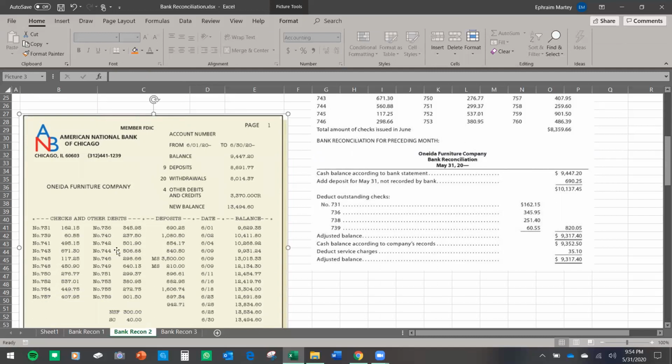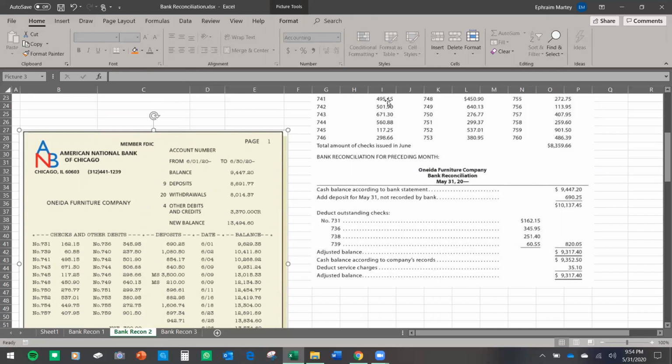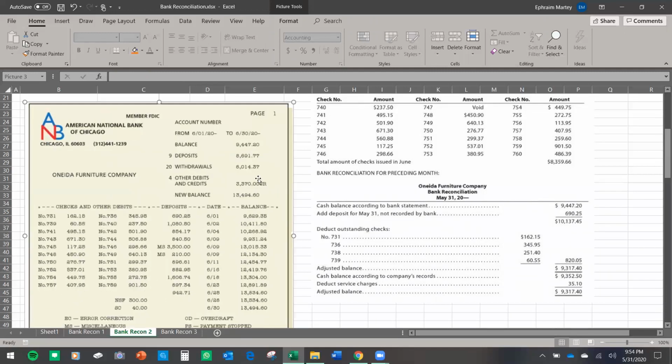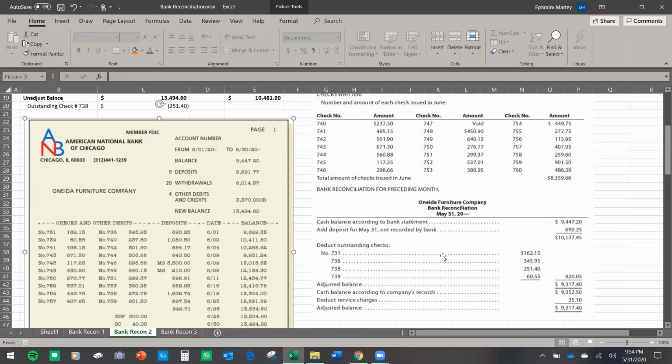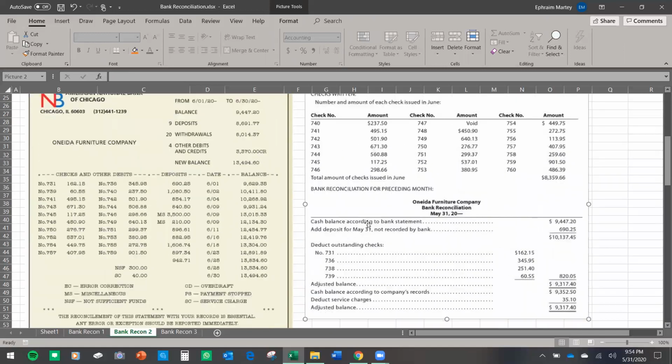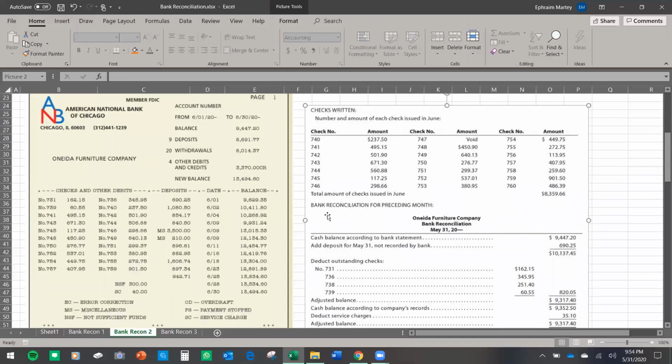Okay. Check number 741. Let's look for check number 741. We have it here. Okay, how much is it? The bank says 495.15, and we have 495.15. Okay, check number 741. So we know that is the same. We don't have any problem. That's correct. Let's move this one here so we can compare it. We can see it side by side. So check number 741, we're done with that.